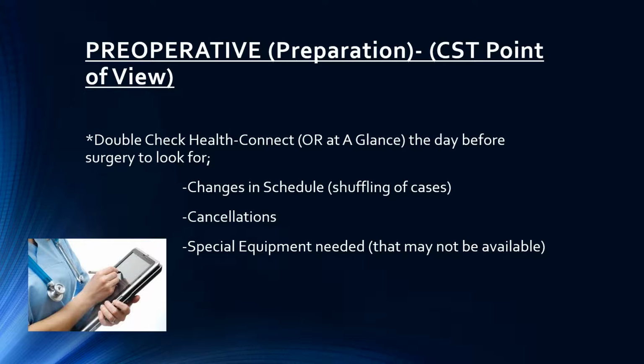Some of the things you would want to look for are changes in the schedule. For example, you might have seen two weeks before that there was a cataract, and then a vitrectomy, and then a cataract, and now they shuffle things around to accommodate the patient, and so they end up doing the cataract first, and then the two vitrectomies to follow after that.